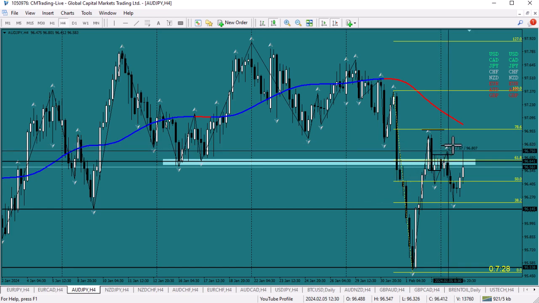Trail the stop loss to 10 pips above that. That should be roughly there. So you started out with a stop loss up on those highs.